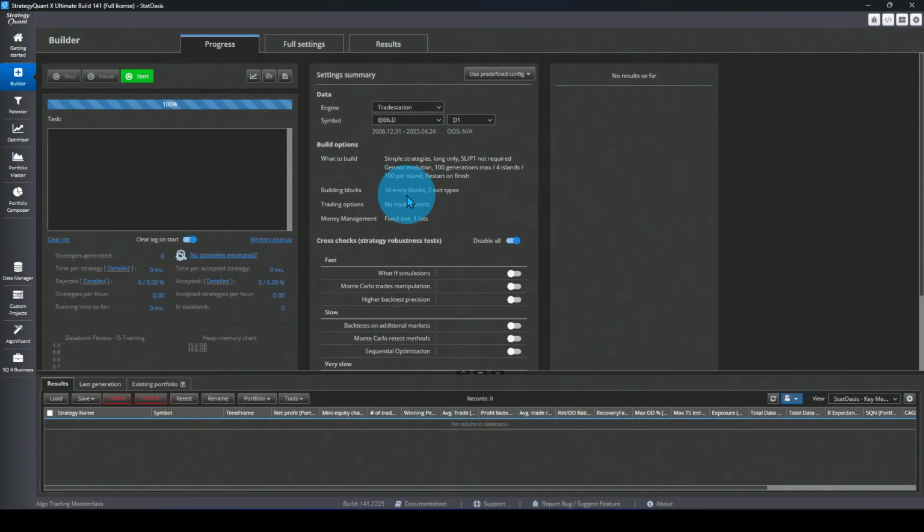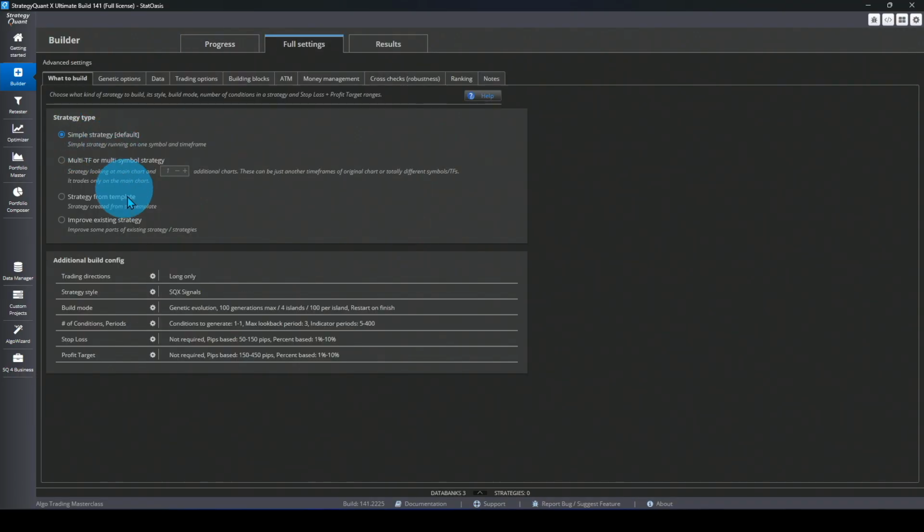So now I am armed with this knowledge. I can easily use the CCI indicator to come up with a profitable strategy on this instrument. So here we are in StrategyQuant X. I will show you the test in Builder. So I'm using the TradeStation engine with B6.D. This is the daily session of the British pound futures using daily bars.